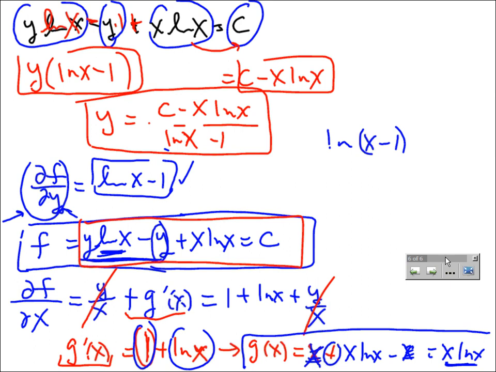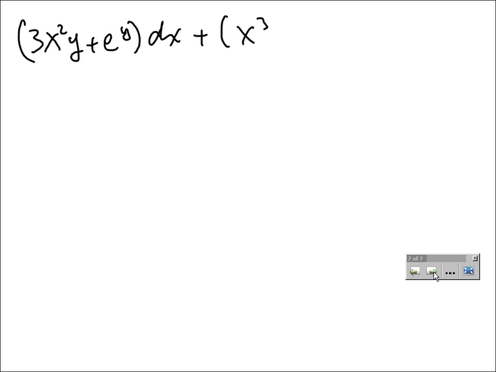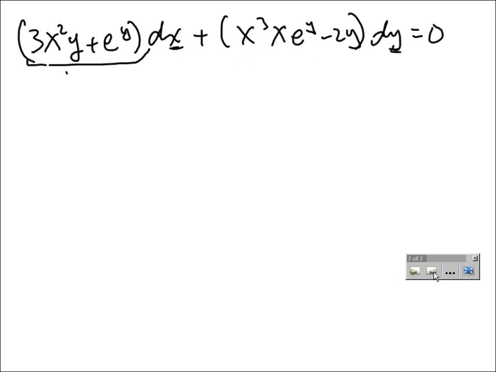Number 4. Maybe in this case, we'll actually do this. Suppose you have 3x squared y plus e to the y dx plus x cubed plus x e to the y minus 2y dy. This is 0. x is before y, so this must be m, and that's n.